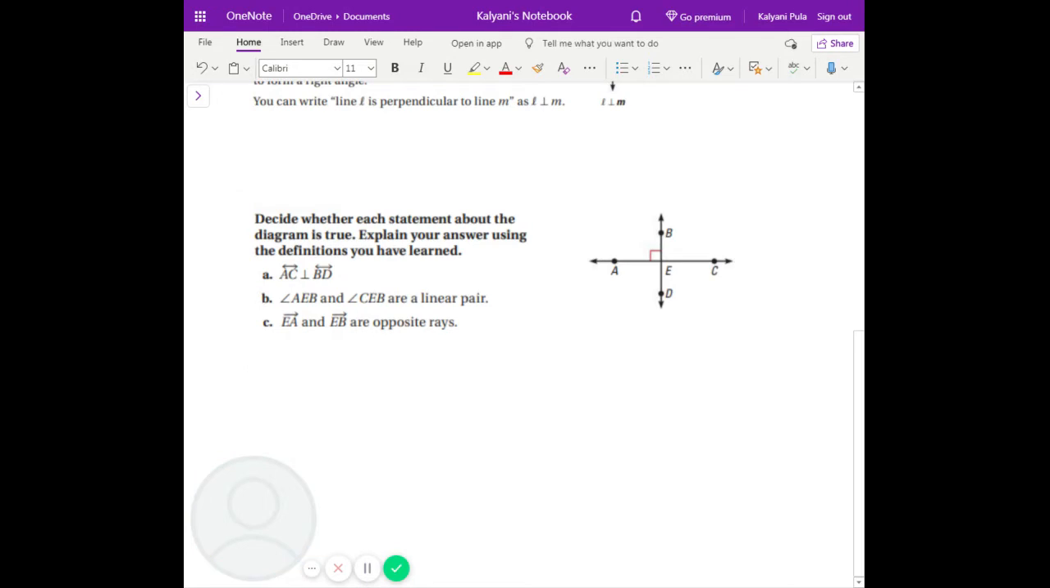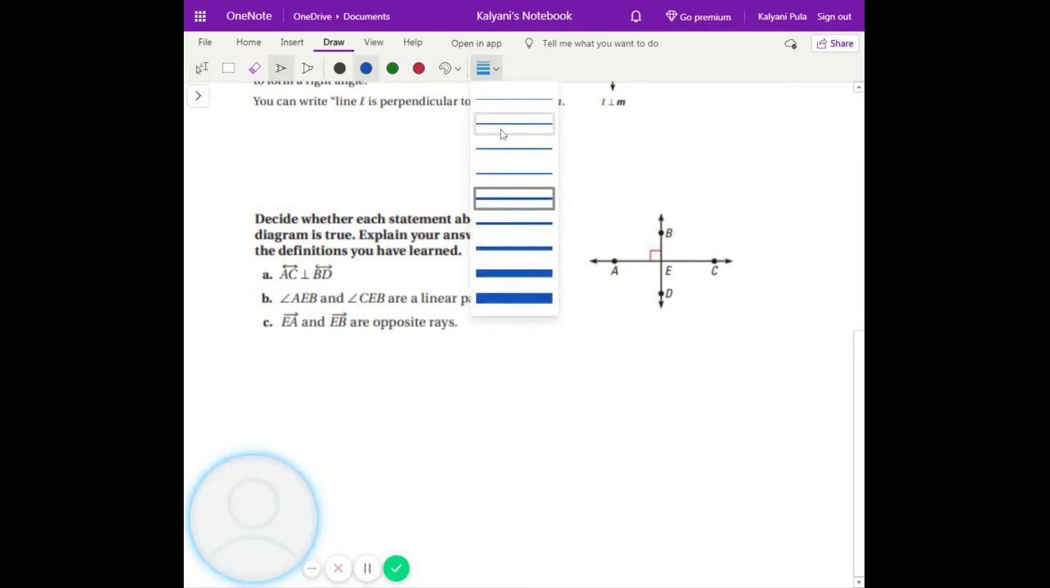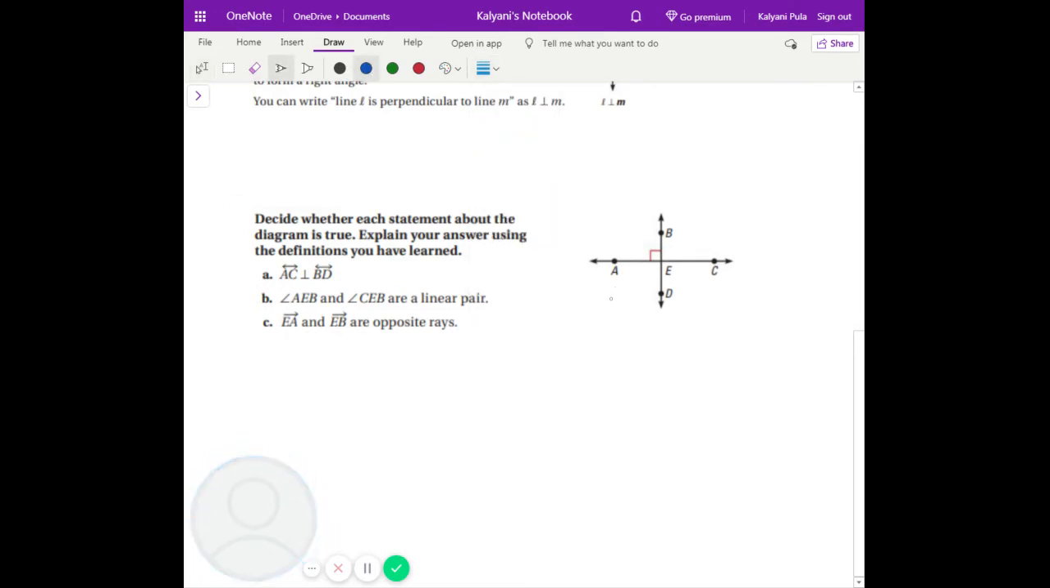Let's look into that first one. What do you think? Is it true or false? Isn't it true? Yes, because when you see this line right here, it's perpendicular, because they make 90 degrees. So yes, the first one is a true statement.